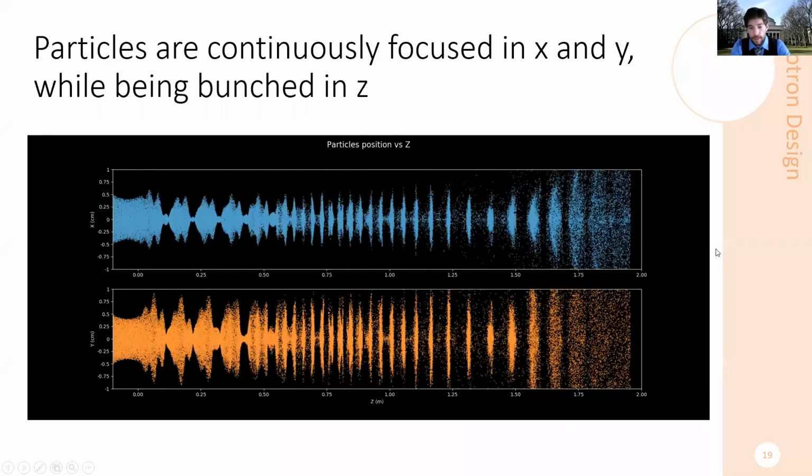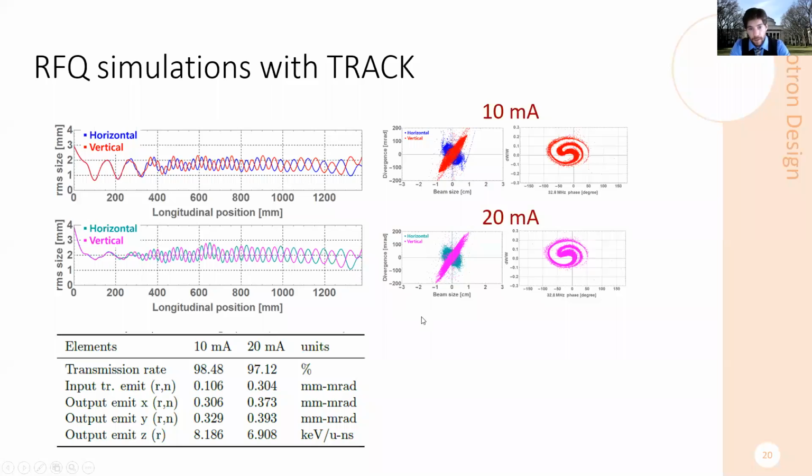Our RFQ accelerates the beam from 15 keV to 70 keV. And then we inject our 70 keV beam through the spiral inflector. Our original design was done with Parmteq. Then we calculate the fields of this RFQ with an FEM method, and then we track the beam through TRACK.